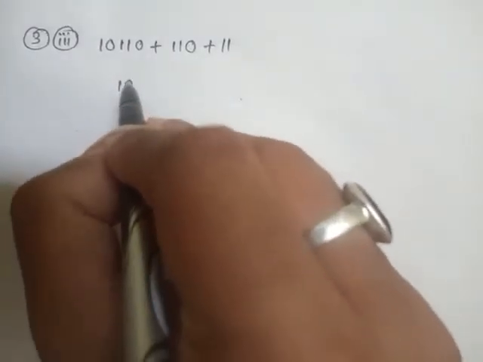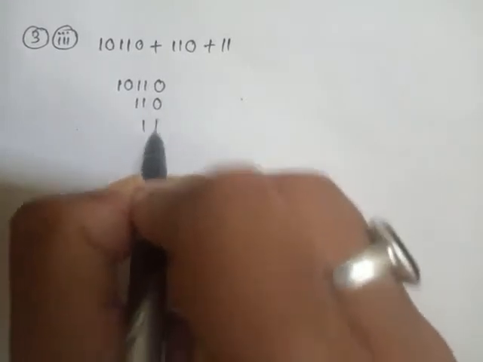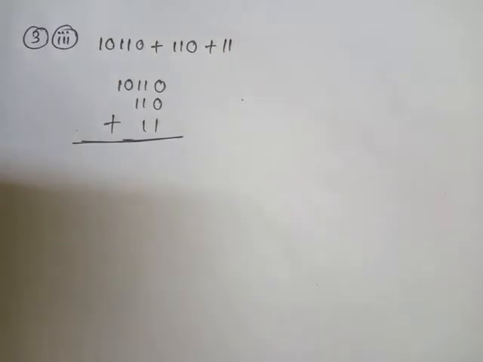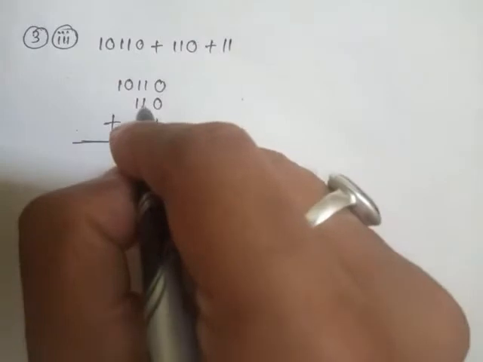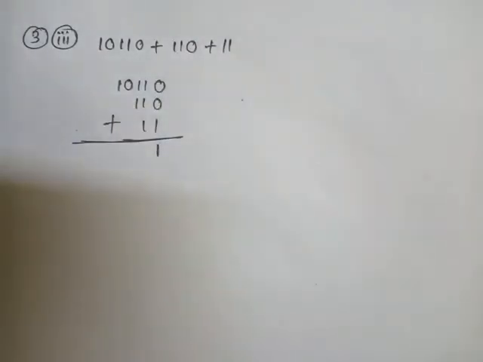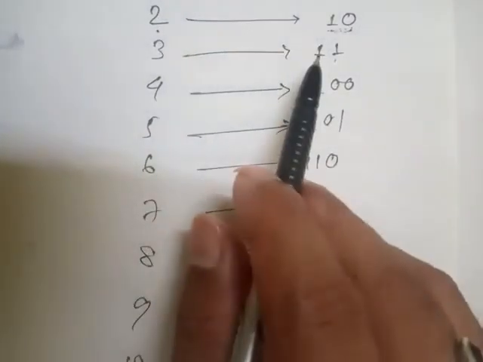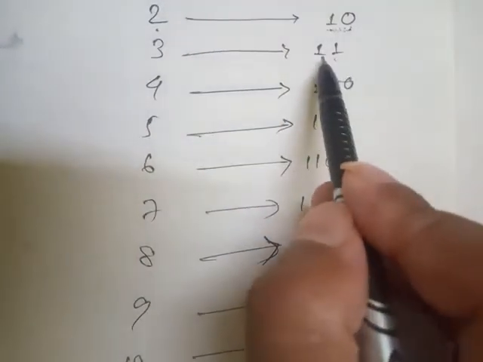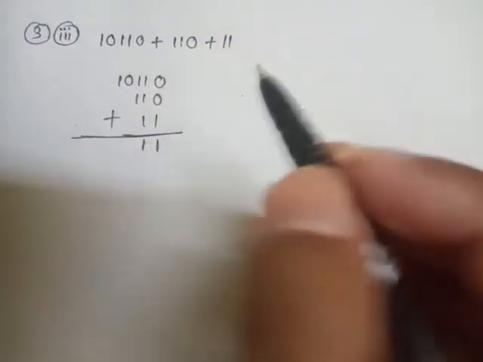Now students, we are going to solve that 3 Roman 3. Here I will write 10110, then 110, and then 11. We are going to add these 3 numbers in binary. So 0 and 1, obviously 1. Now 1 plus 1, 2 plus 1, 3. 3 in decimal, but look here, in binary 3 means 11. So I will take only 1 and 1 will be carry. Now here we'll put 1 and 1 will be carry.